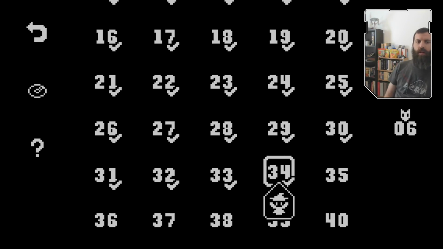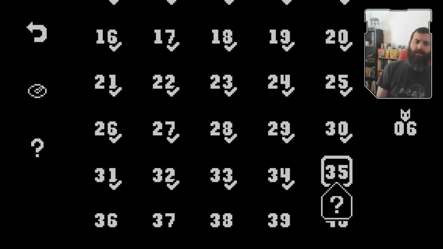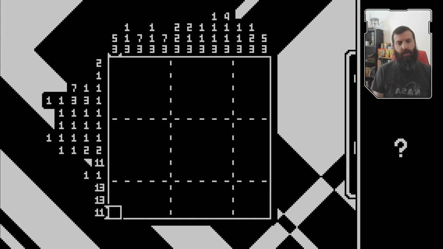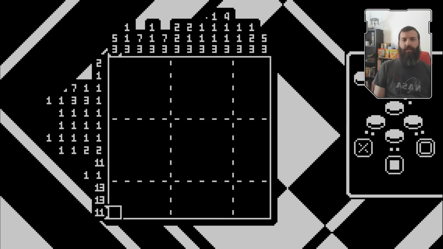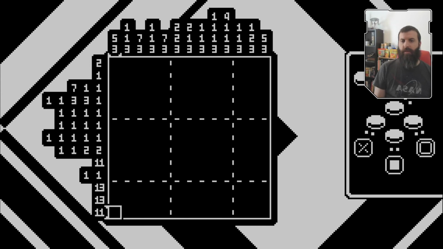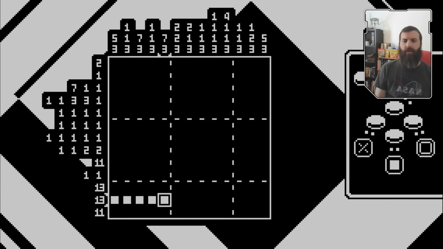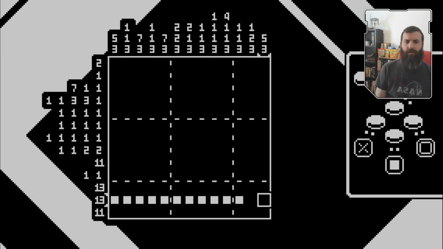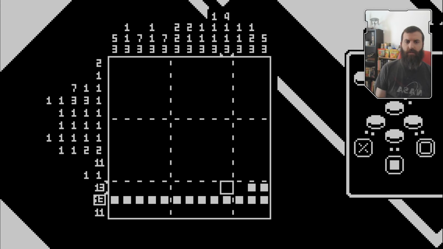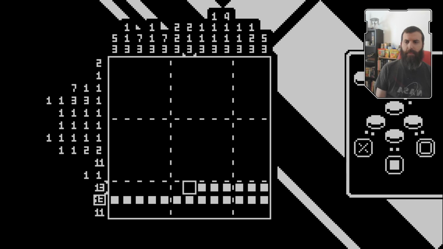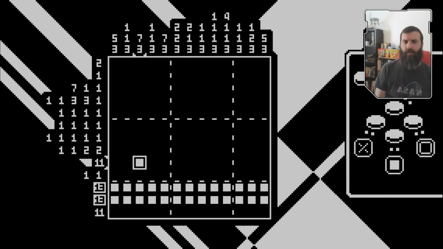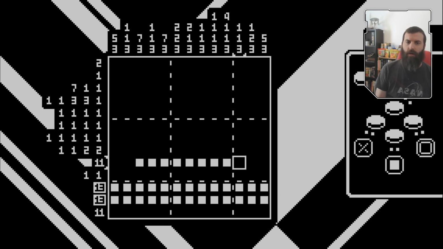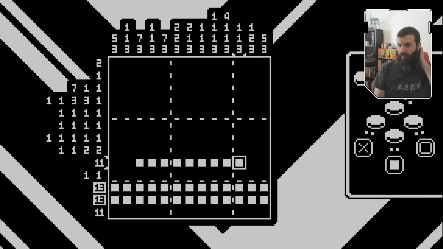Alright. And you know what? For good measure, let's do one more. Nonogram 35. Alright, this one is 13 wide by 13 tall. We've got a couple of 13 horizontal rows here, so we can go ahead and fill those in. And there's only 2 pixels of wiggle room on this 11, so we can go ahead and do that.